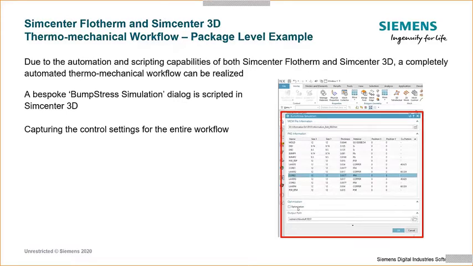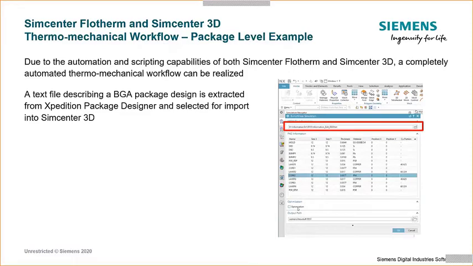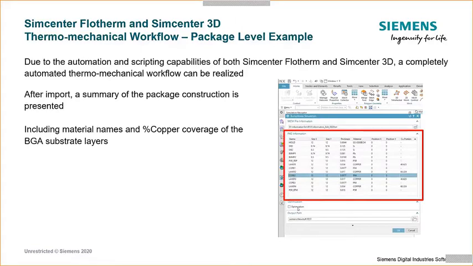And let me just go through the various steps of that. So the first stage is this bump stress simulation dialog enables selection of a text file describing a BGA package design that itself has been extracted from Expedition Package Designer and then selected for import into Simcenter 3D. After import of this text file, a summary of the package construction is presented with the various objects' names, sizes, thicknesses, material assignments, and actually for the conducting layers within the BGA substrate, automatic extraction of the copper proportion within those layers as well.